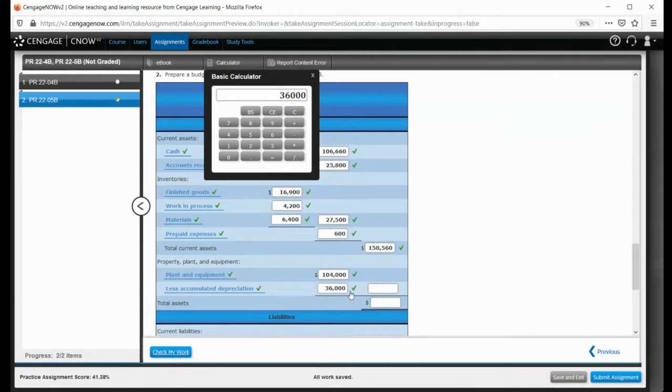Then you're going to take your accumulated depreciation and subtract it from the cost of your plant and equipment. That will give you the book value of this plant and equipment. So 104,000 minus 36,000 will give you 68,000.